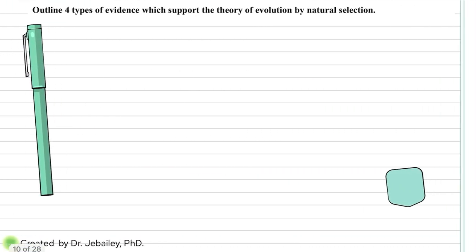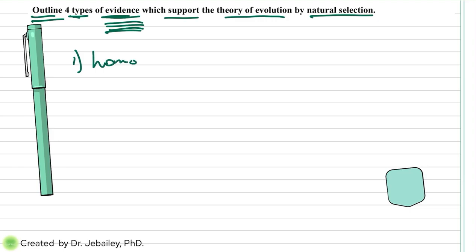Now I'm asking you to outline four types of evidence which support the theory of evolution by natural selection. They're using the word evidence, so this can also be a question from 5.1, which is the evidence of evolution. There's so much evidence. For example, we have homologous structures, such as the pentadactyl limb.